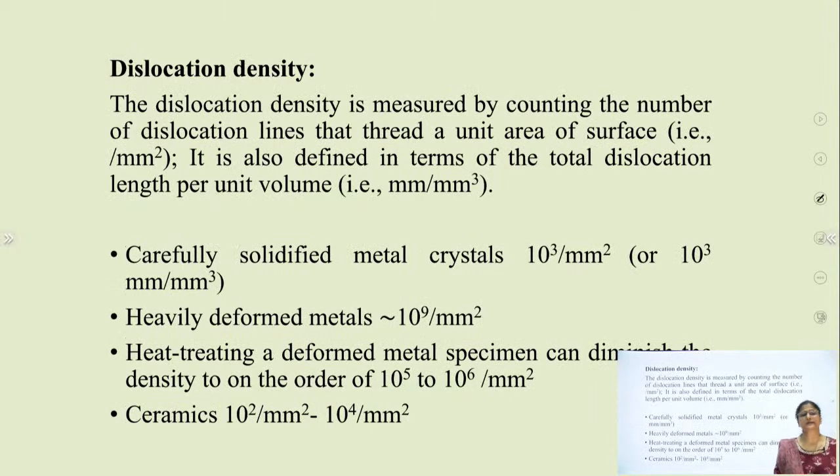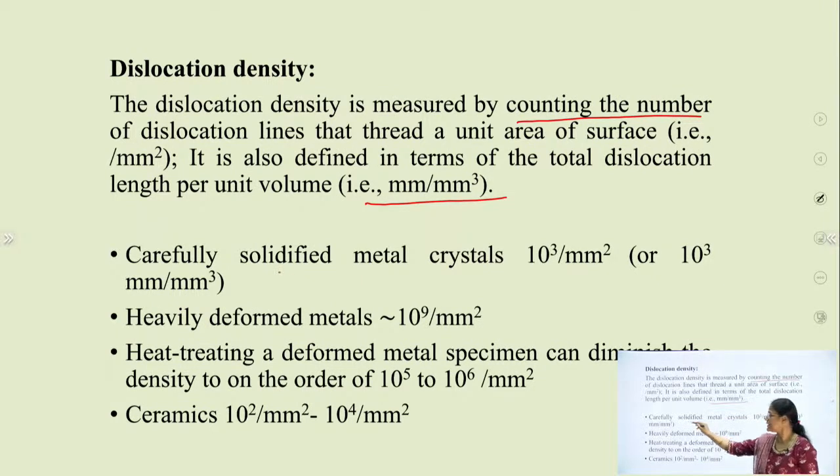So what is dislocation density and how can we measure it? Dislocation density is measured by counting the number of dislocation lines that thread a unit area of surface, that is per mm square. We count the number of dislocations per unit area. It is also defined in terms of the total dislocation length per unit volume, that is mm per mm cube. Different types of metals or different conditions of metals can have different amounts of dislocation density.